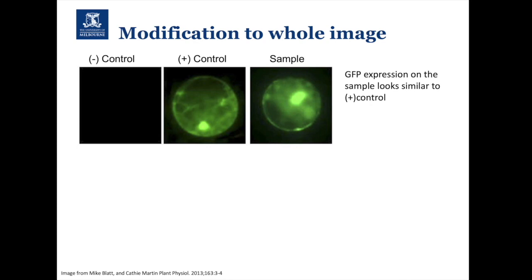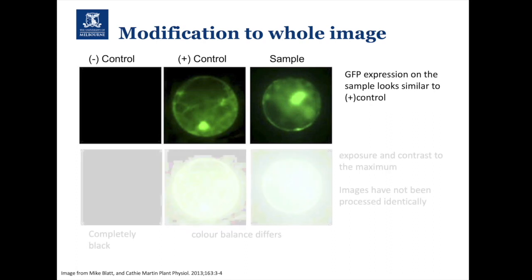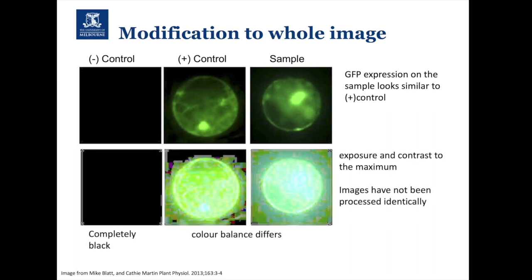Okay, I quite like this experiment. So we've got a sample, which we're obviously interested in. We've got a positive and negative control, which hopefully have been used to set up the acquisition settings. But again, if we do a simple contrast adjustment, we can see that our negative control is completely black.